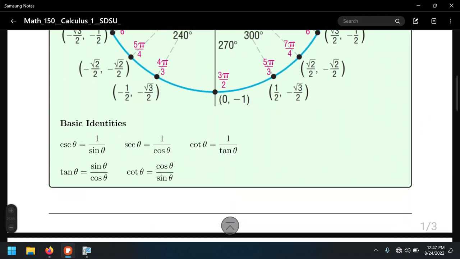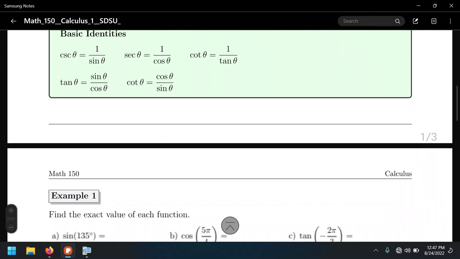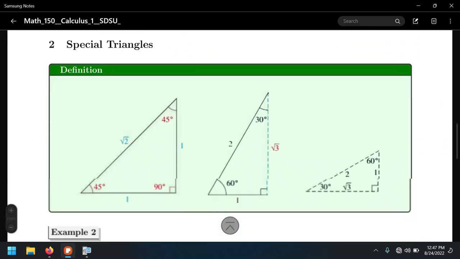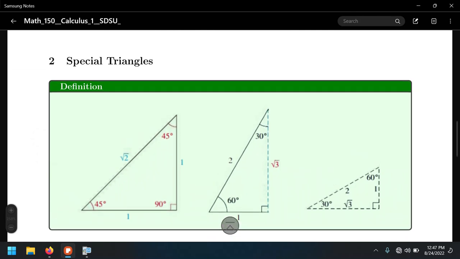Basic identities to perform calculations, we're going to do this Friday. But the other point of view, using special triangles. So we won't do this next time, right?